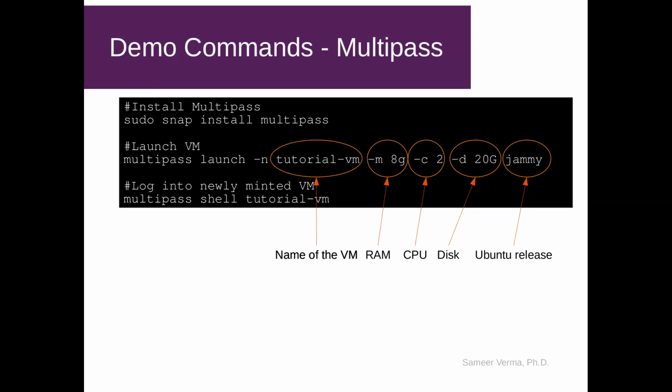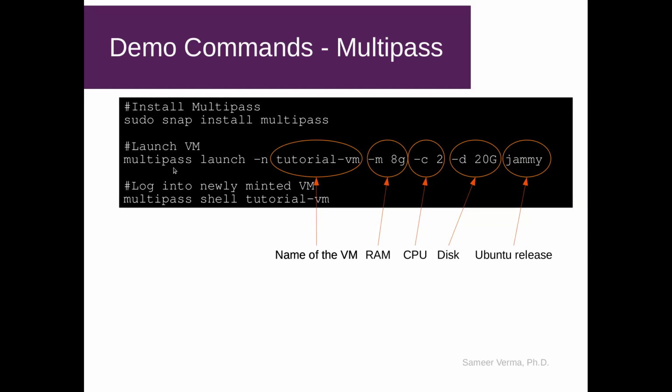Multipass is mostly command line based. So I would essentially run these, and I'll show you what this means and run it in a minute. You can see the line in the middle here. First I would install it. We use something called snap to install in Linux. So I would install it.